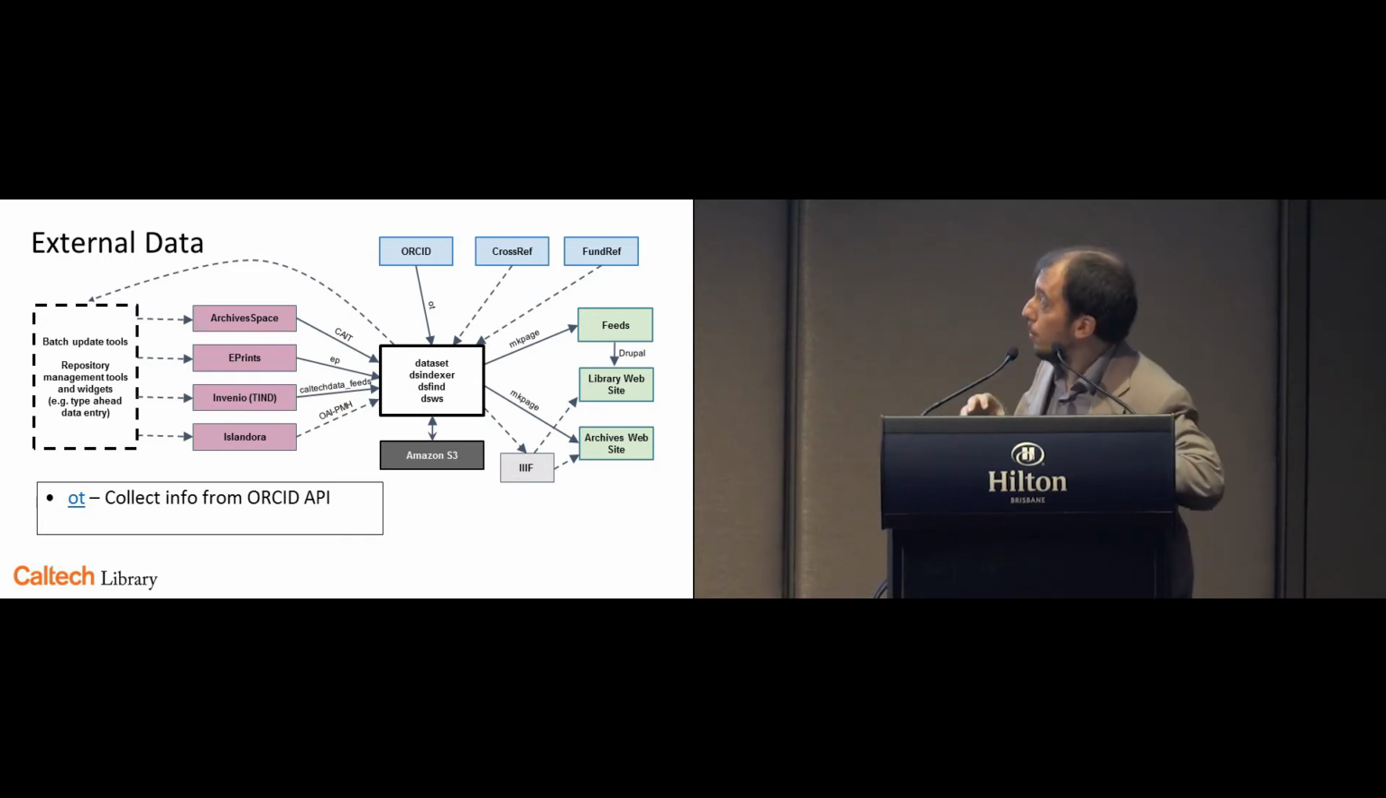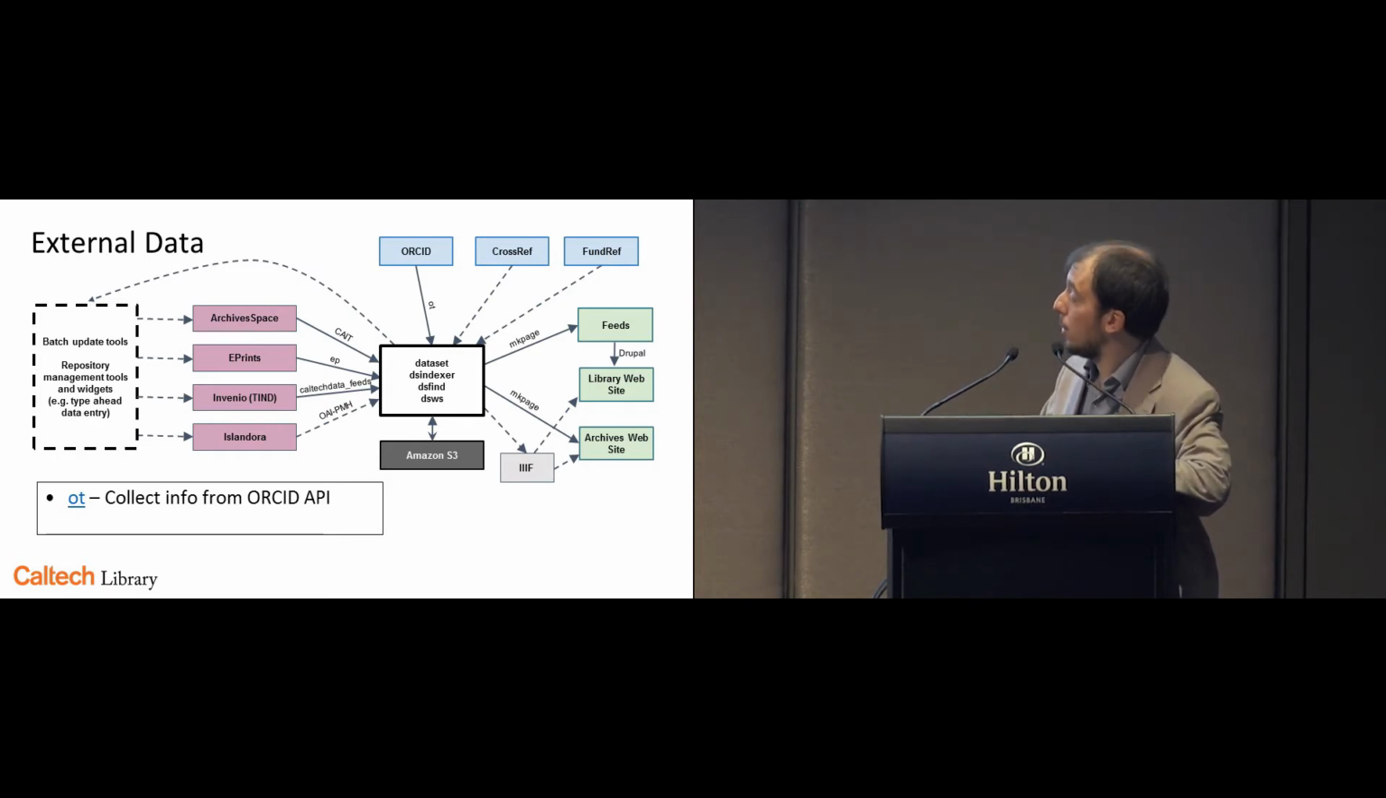We can then also pull in external data. So we're currently harvesting everything that we can get from the public ORCID API. We have a little ORCID tool package that automates some of the ORCID API calls. And we're planning on pulling more content in from Crossref and FundRef. We can also then use batch update tools to refeed some of the metadata across our different repository systems.